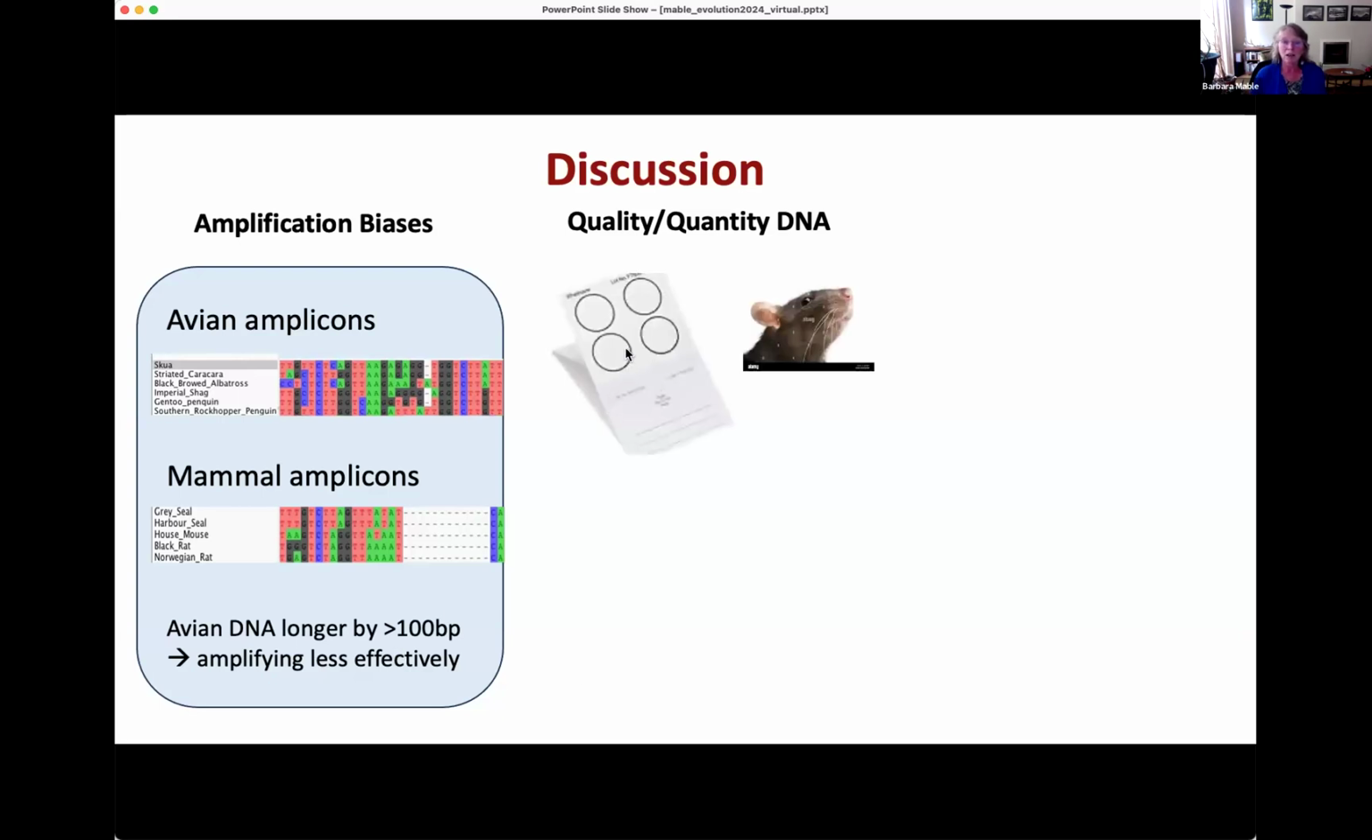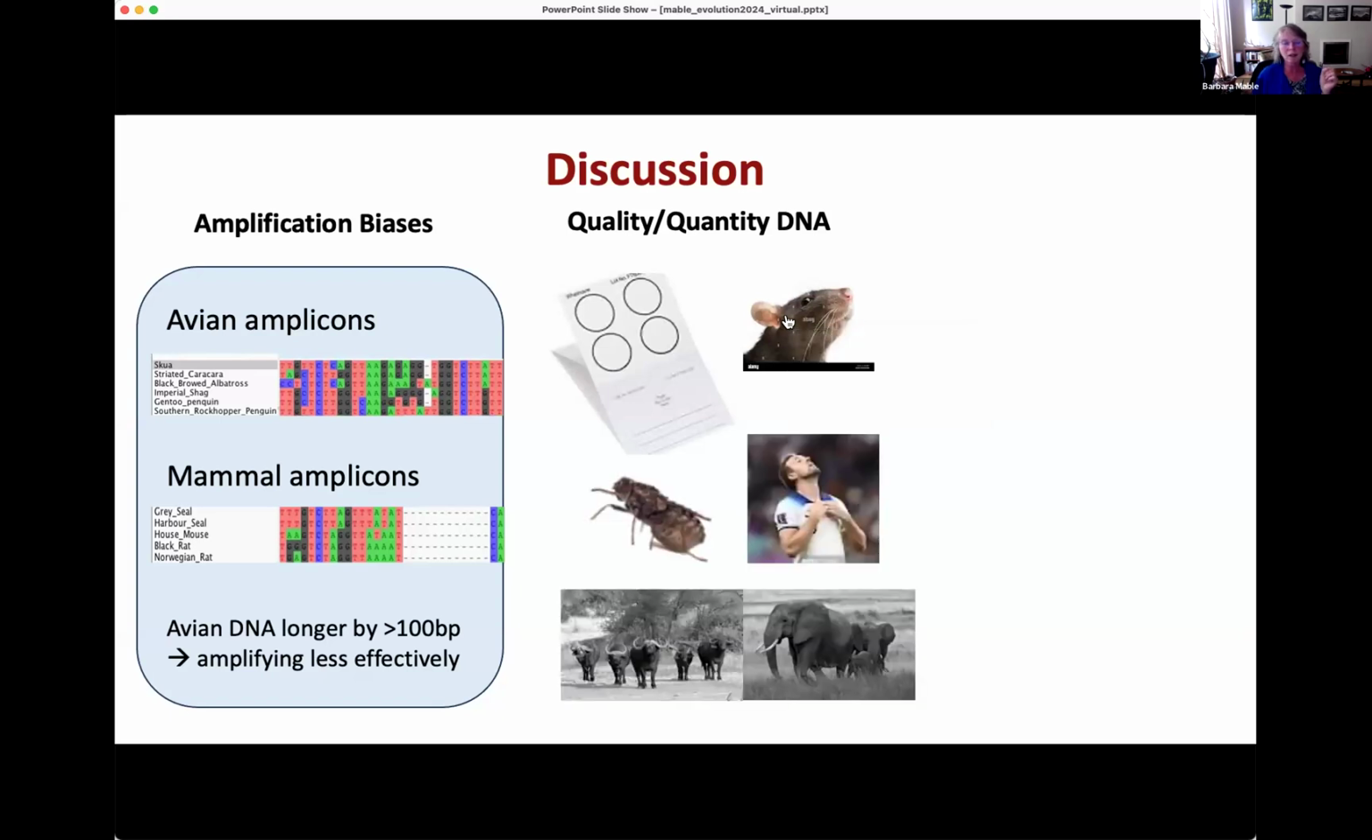So in the FTA cards, we had the seals and the seabirds, the seabirds and the penguins were on FTA cards, but the rodents were tissue samples. And so it could be our bias is because of the quality of the DNA, even though we standardize the quantity, and quality might be different in the competitive PCR. In the tsetse flies, there could be a difference, as I said, in the behavior. So humans swept them away.